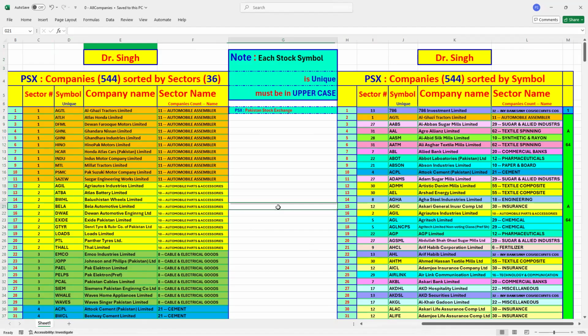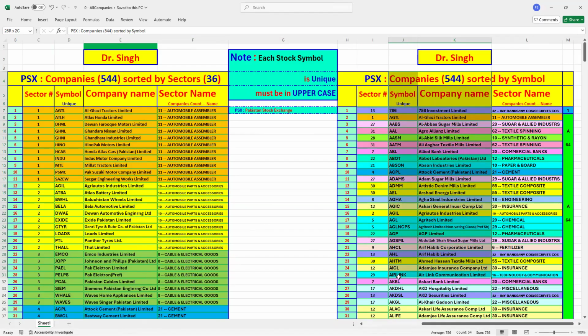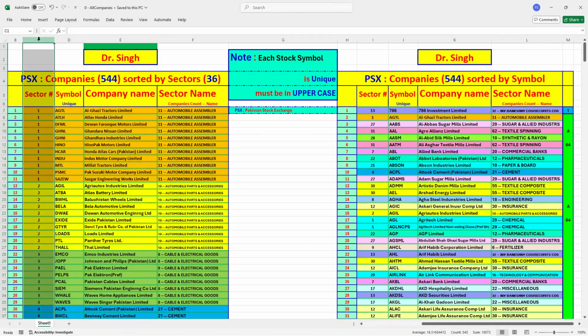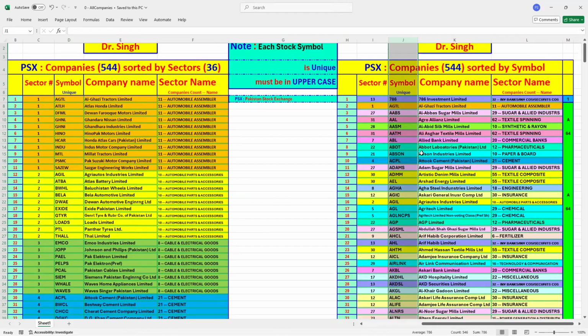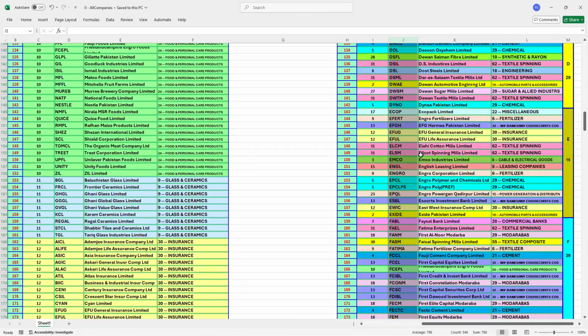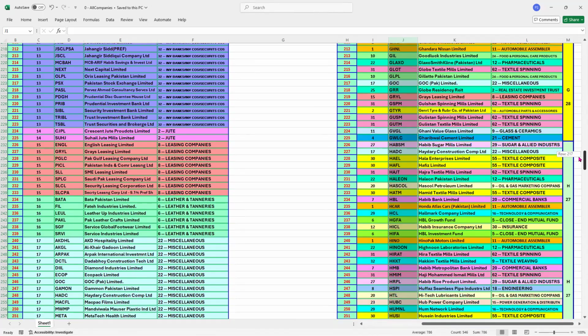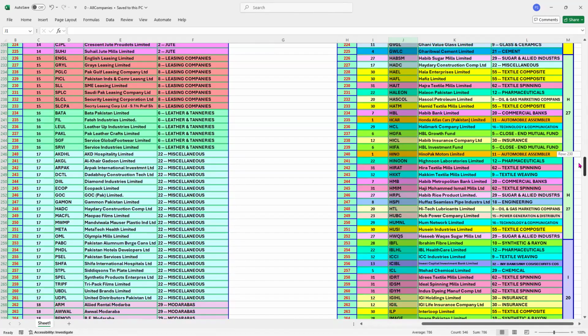Okay. The table on the left side that you see over here and the table on the right hand side, the information is the same, except on the left side, it is sorted by the sector, like over here, sector 1, sector 2, sector 3. But on the right hand side, it is sorted by their symbols. Both are important, but these are the various symbols.